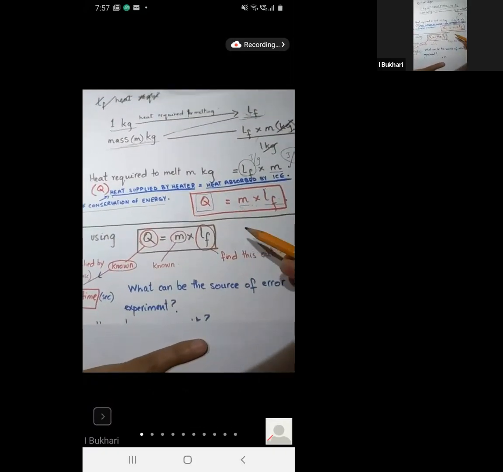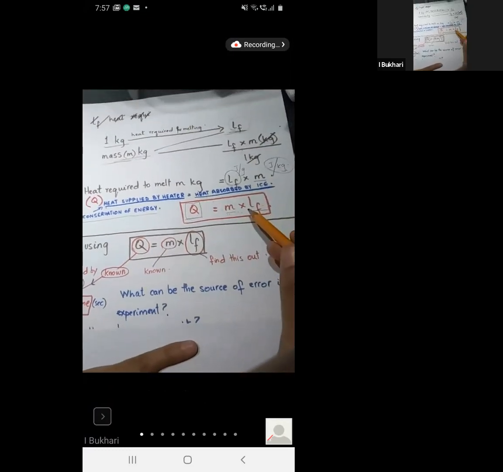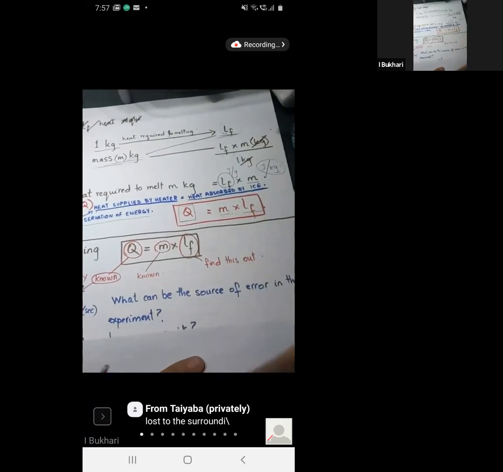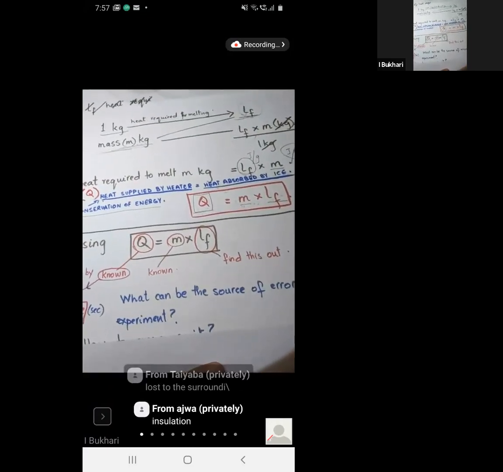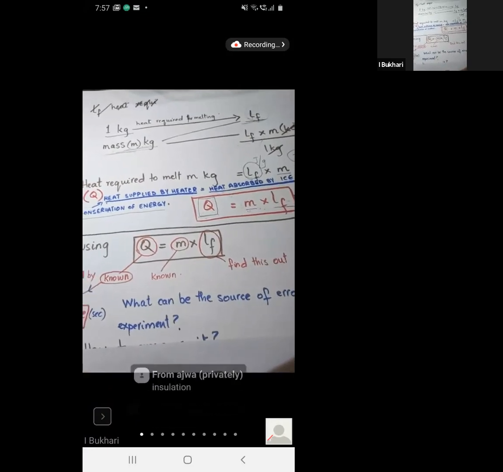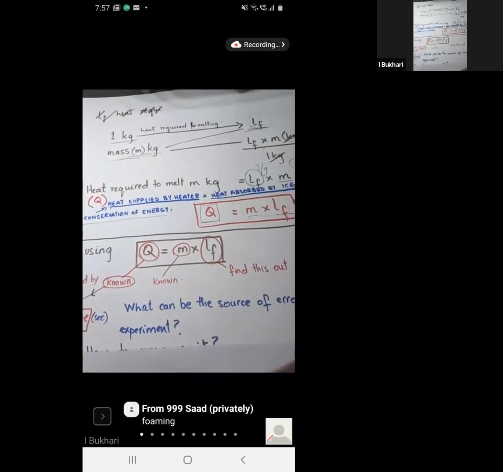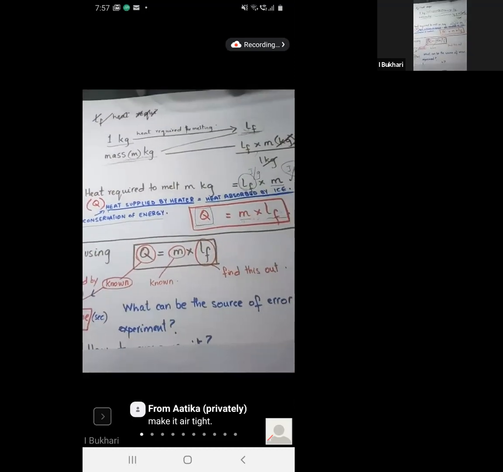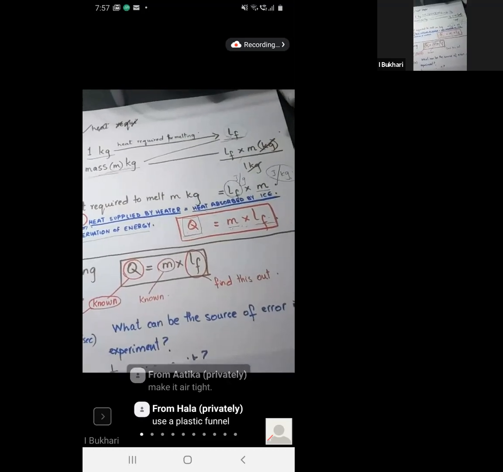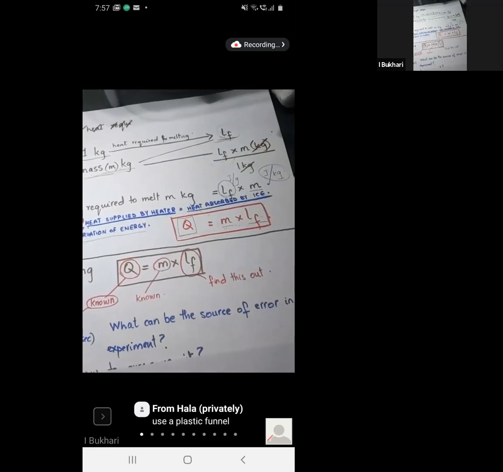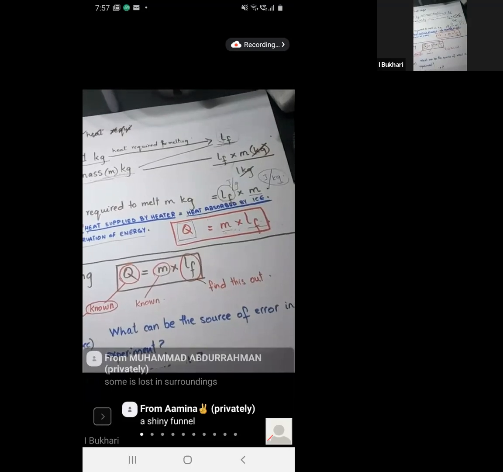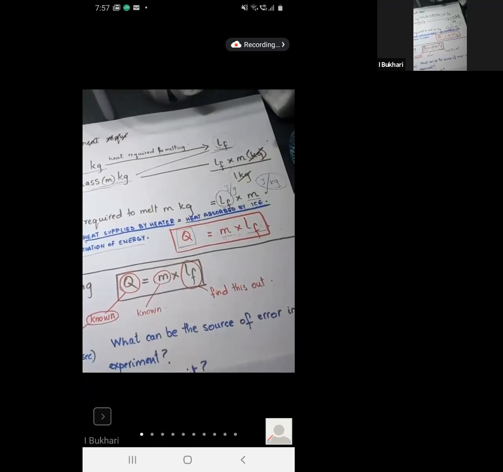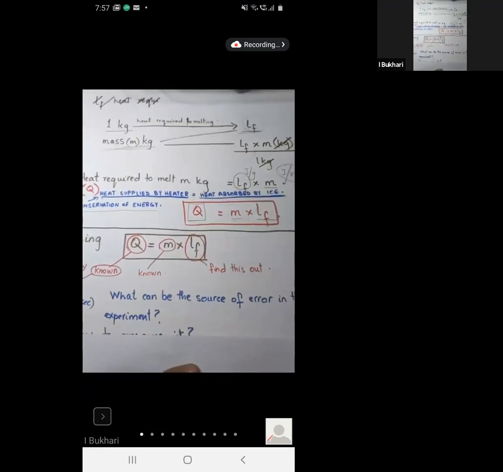So then how can we correct it? How can we overcome these difficulties? What can we do? Yes, lost to the surroundings, so we can insulate the funnel. Yes, that's a good idea. Or we can use a funnel which is an insulator, such as plastic, maybe. Yes, use a plastic funnel, that's a good idea. And a shiny funnel, provided it's not a metal and it won't conduct heat away.